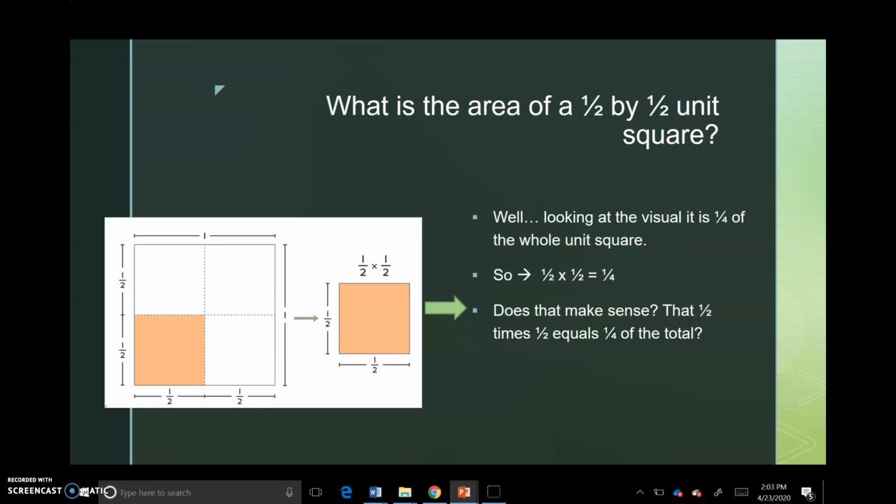Now, does that make any sense? That a half times a half would equal 1/4 of our total? Well, yeah, because we're thinking about one whole, and we're only going to take a piece out of a piece. And you can nicely see in our visual that we're only taking a half out of the half, which, if you look, is 1/4 of the whole. So that makes the answer reasonable.